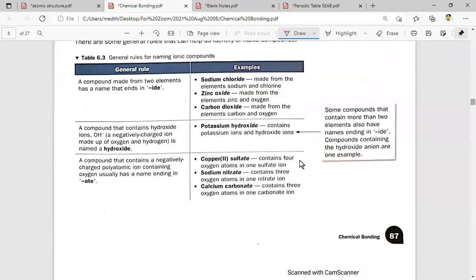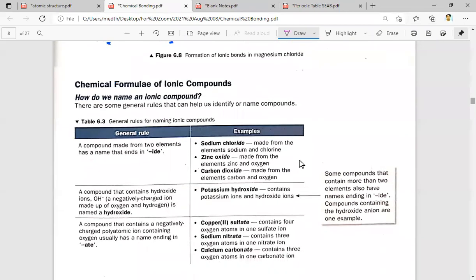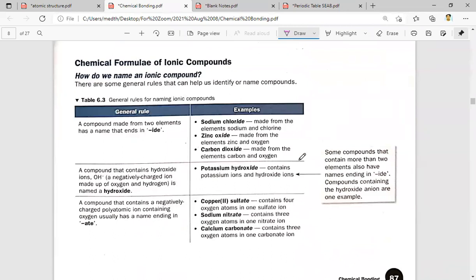Okay, now in terms of the chemical formulas, I think I'm going to pause here for now.